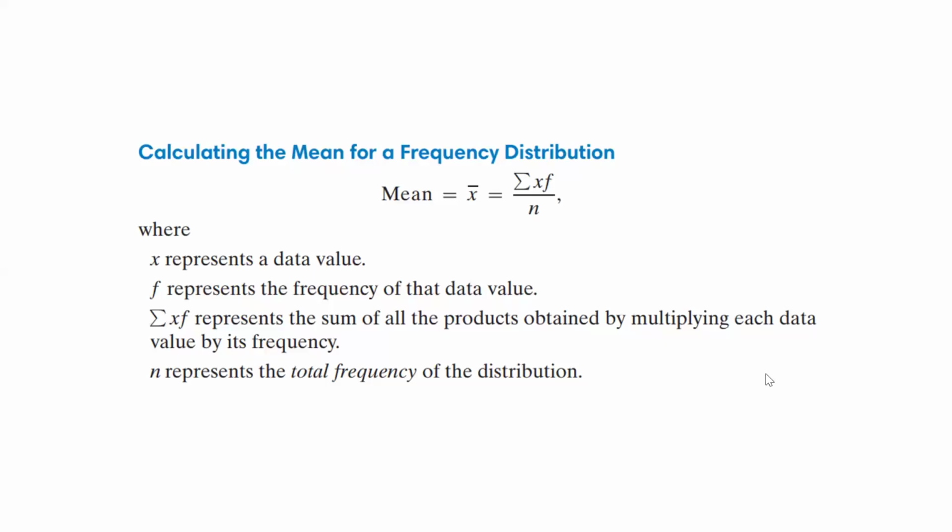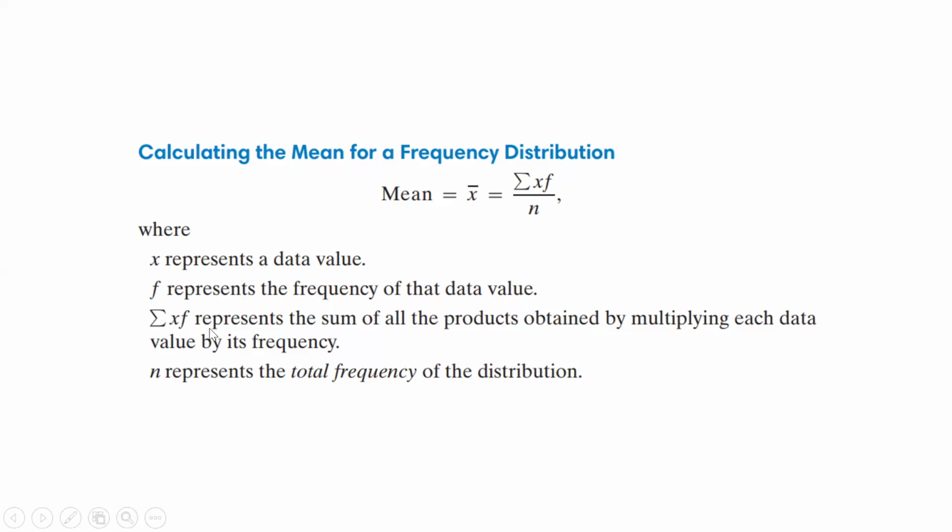Okay, so this one we're going to calculate the mean for our frequency distribution. So here the mean, or the x bar, is equal to the sum of the x's times their frequency, all divided by n. So x represents a data value, f represents the frequency of that data value. So if there were 7 that were 2, you would take 7 times 2 and then add it to whatever else there are in our list.